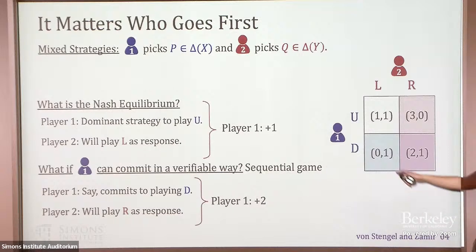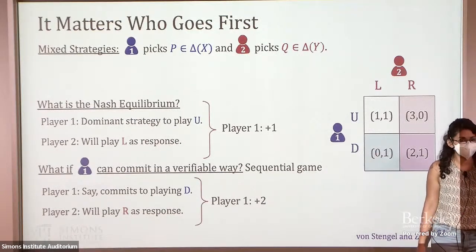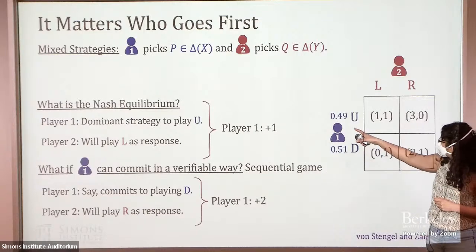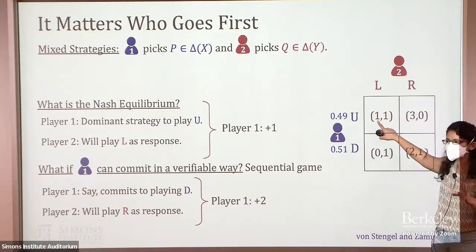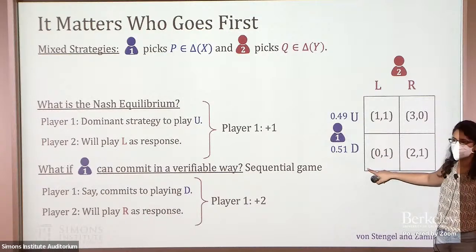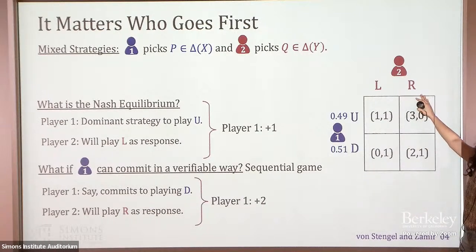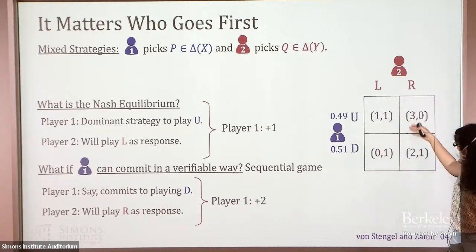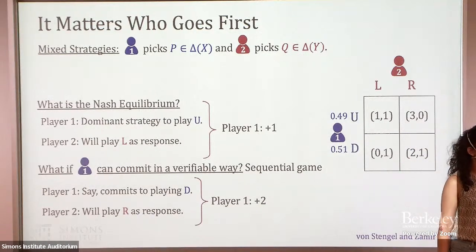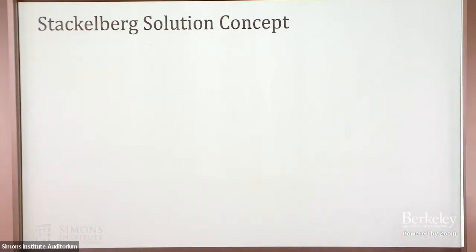In fact, player one could have committed to a slightly different strategy, a mixed strategy, by saying that I'm going to go up almost half the time, and I'm going to go down the other half the time. And this is still good enough for player two to be encouraged to take column number R. And what happens is that player number one is going to be able to get 2.5 utility, which is the best player number one can do if it were to commit to a mixed strategy. So what is this saying? This is saying that there is a different solution concept, which is not Nash, it's not min-max, it's not max-min.